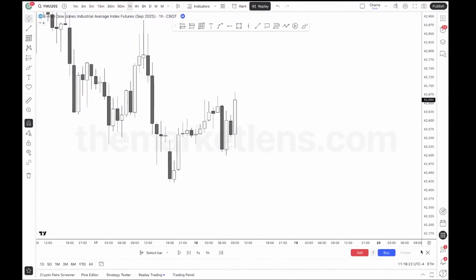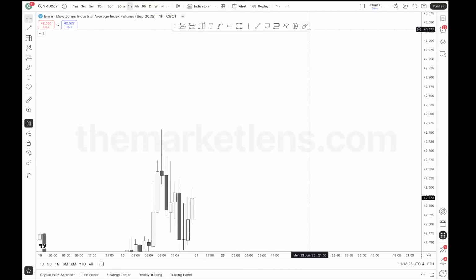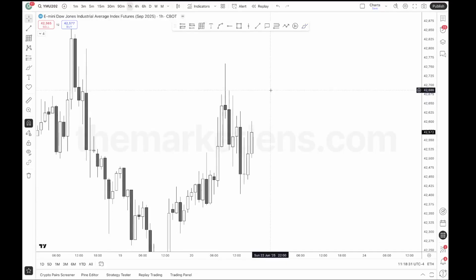The first thing I do when I hop on the chart is look at how the candle is forming. Are we opening low first? Are we opening high first? That's what I'm looking at first. And I'm looking for key levels that were around the open.